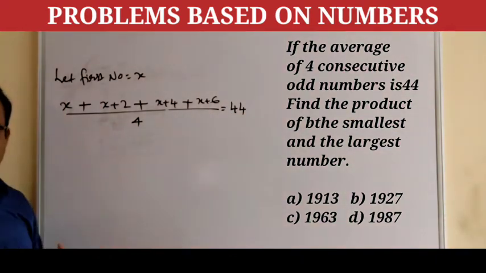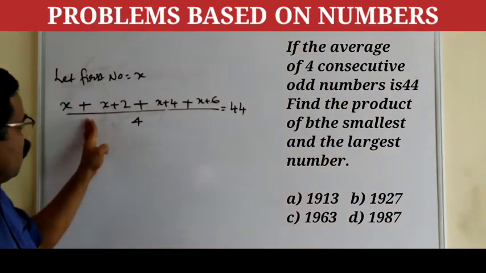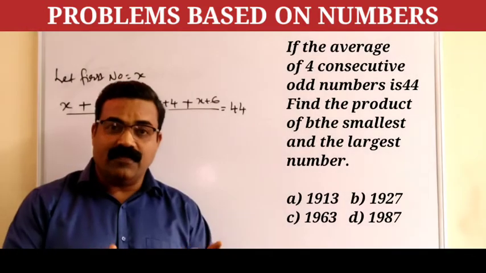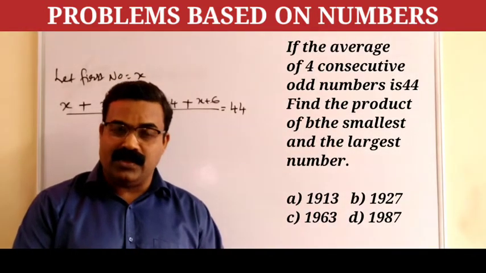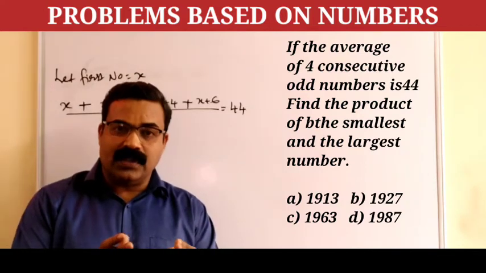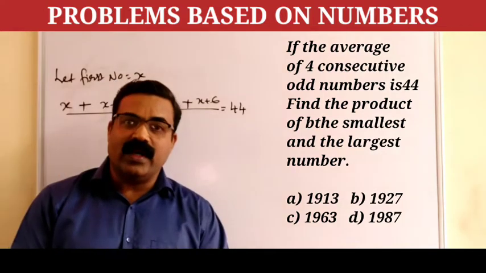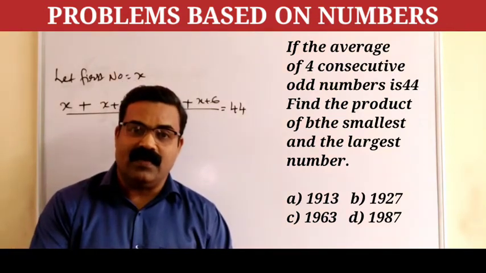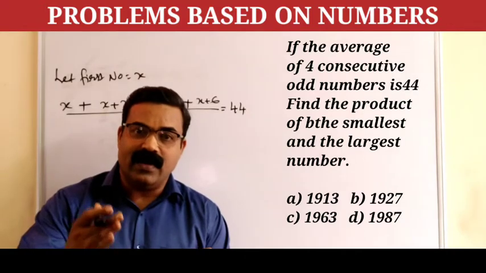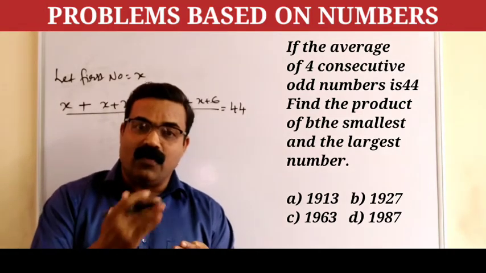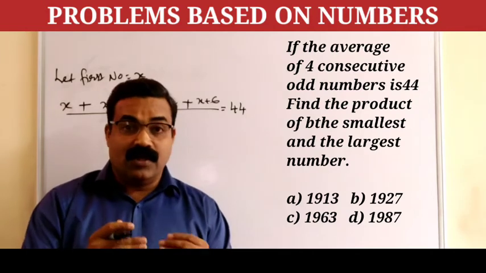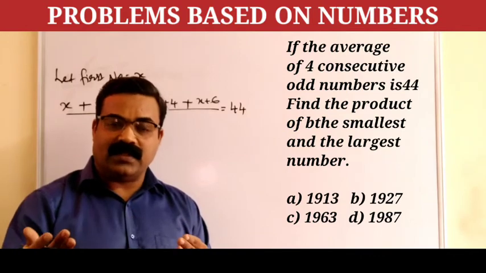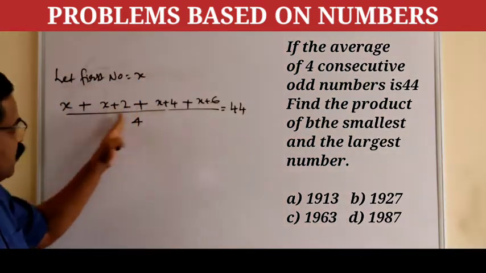That is given in the question. The average of 4 consecutive odd numbers is 44. Suppose the first number is x. The next odd number will be x plus 2, because if you add 1 to x it will be an even number. Odd, even, odd, even, it goes like that. So if you want an odd number, you have to add 2. x, x plus 2, x plus 4, x plus 6. These are the 4 numbers.